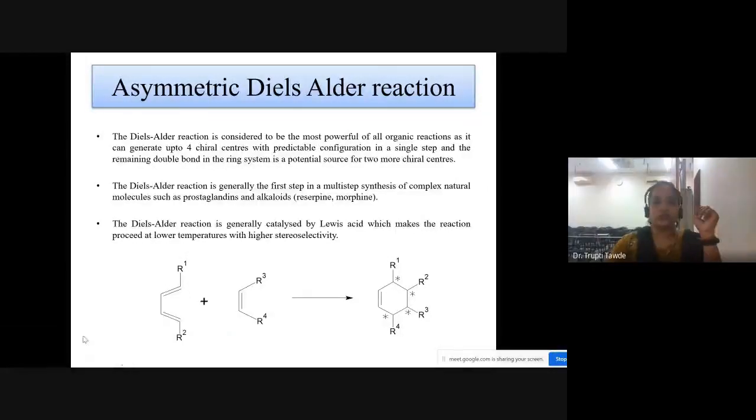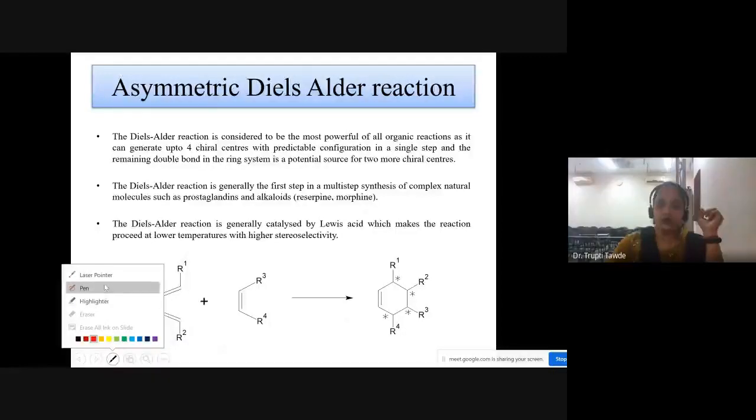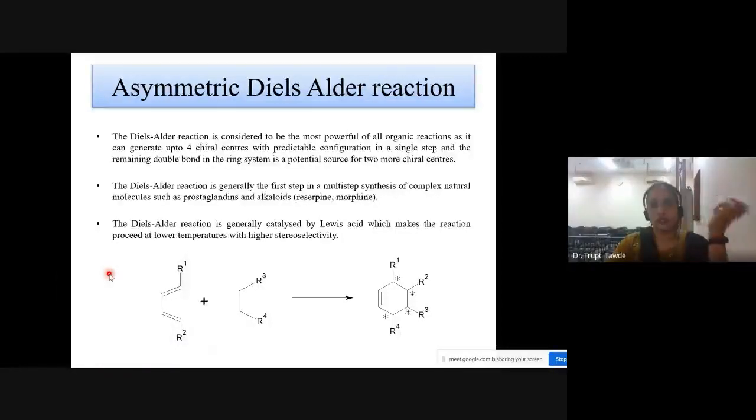So now, in the case of Diels-Alder reaction, I have discussed with you how it is important from the organic synthetic point of view, because it is generating around four chiral centers, provided your diene and dienophile are prochiral. If they are prochiral, we will end up with a product which can have up to four chiral centers in this reaction. Why is it important from the organic synthetic point of view?